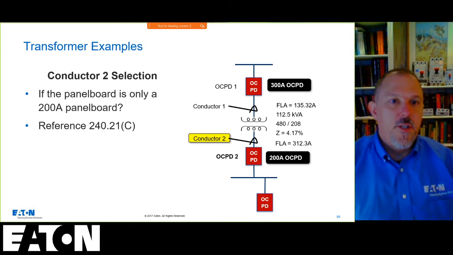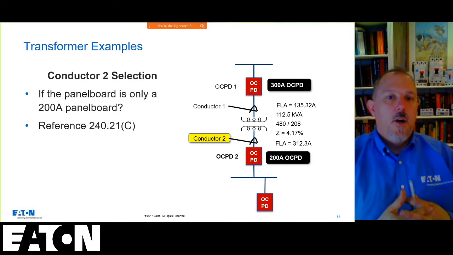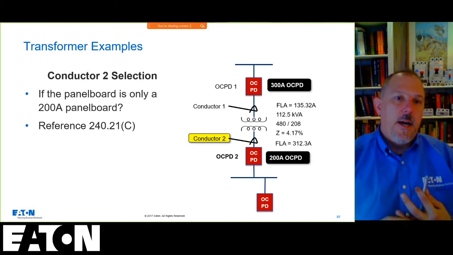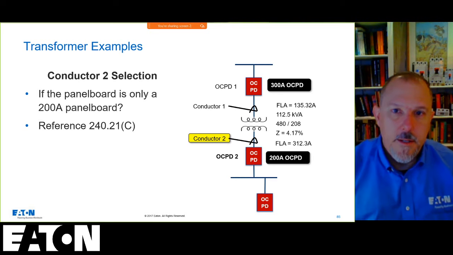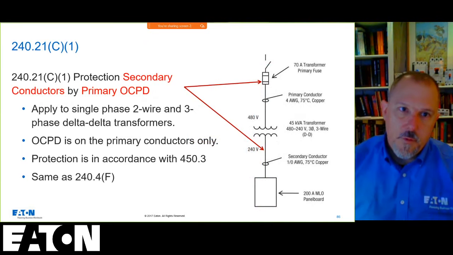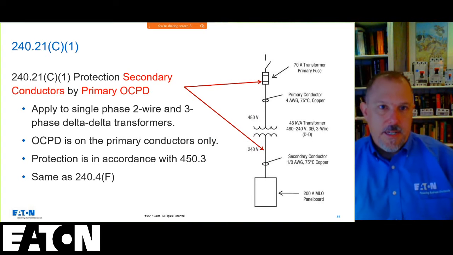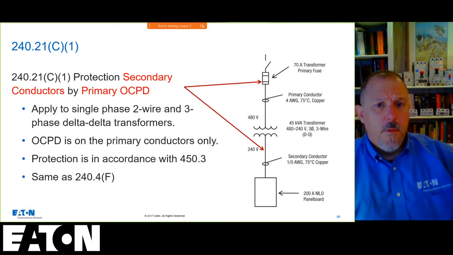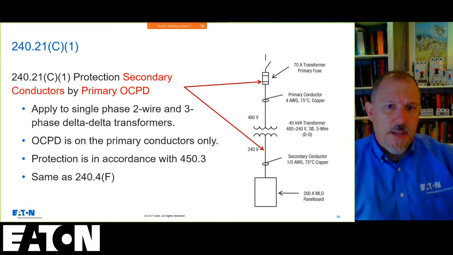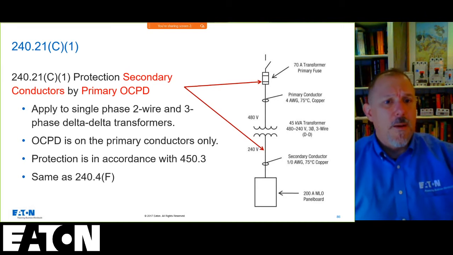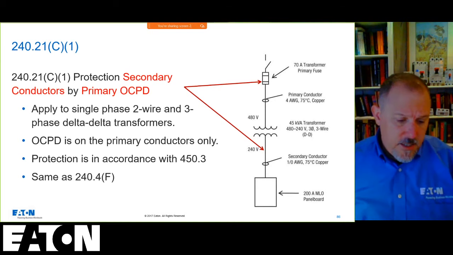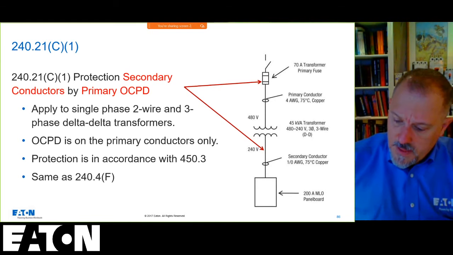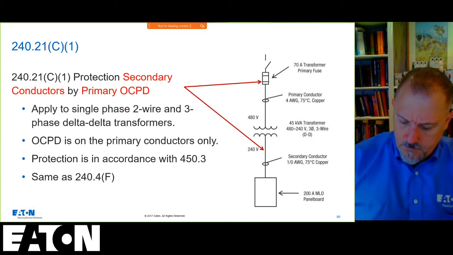So the panel board's only a 200 amp panel board. What if I only have a 200 amp panel board? I can go to 240.21. And if I look at the options in 240.21, they talk about primary and secondary protection. I can take a secondary conductor. It tells me what size it can be. It tells me how long I'm allowed to have that conductor. There are specific rules around the secondary of that transformer.